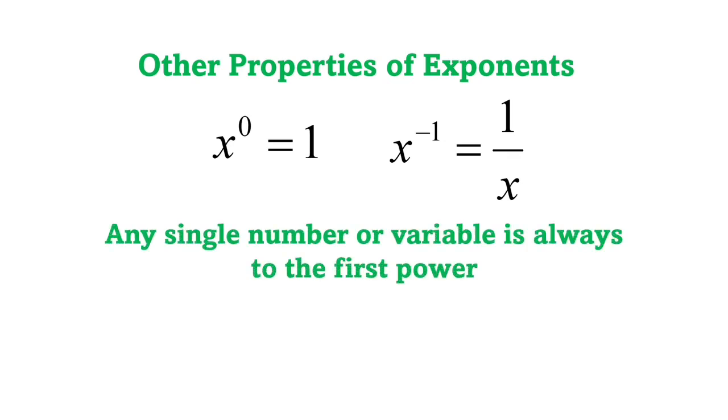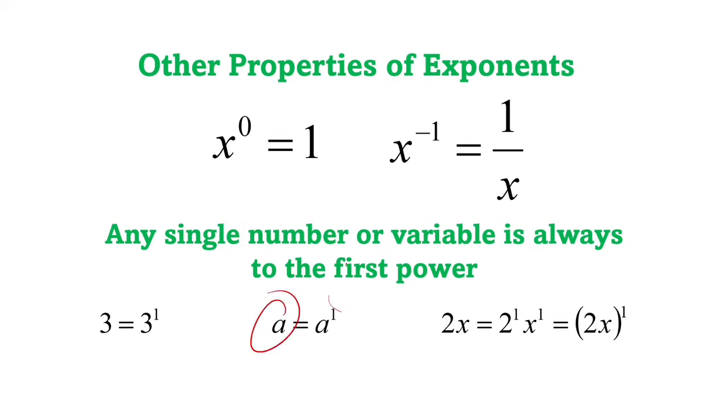Next, any single number or variable is always to the first power. So, pag nakakita po kayo ng variable, walang exponent, automatic, it is raised to 1. Halimbawa, 3. 3 is equal to 3 raised to 1. Yung a naman, a lang yung nakita nyo. A is equal to a raised to 1. Yung 2x naman, 2x is simply 2 raised to 1, x raised to 1, or simply 2x raised to 1. So, ganun po yun. Single number or variable is always to the first power.